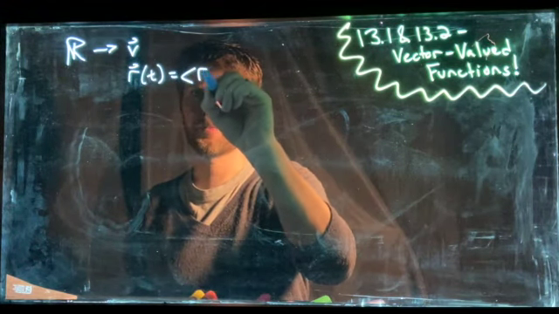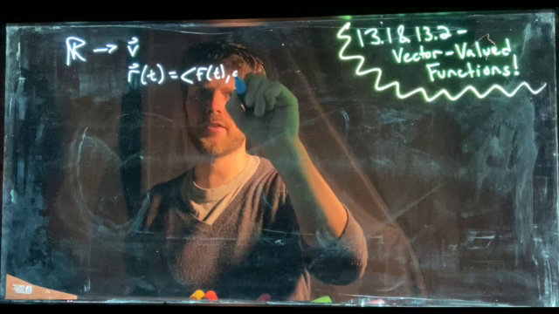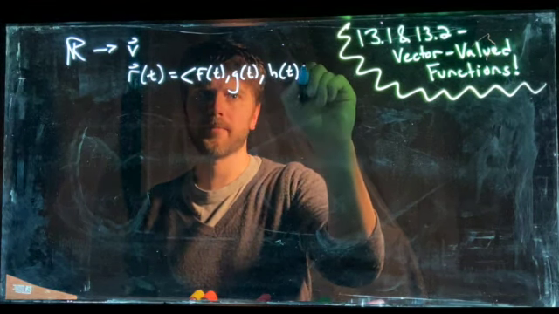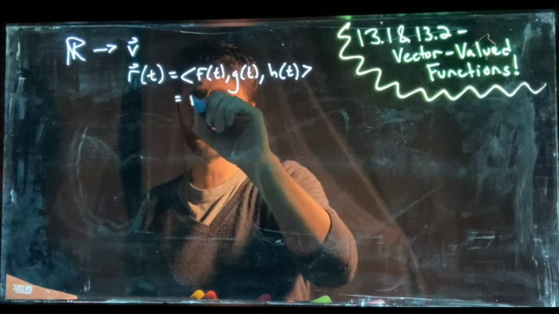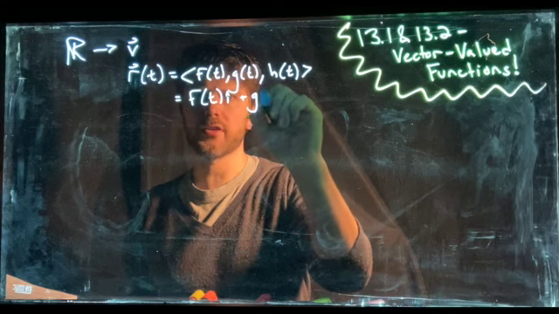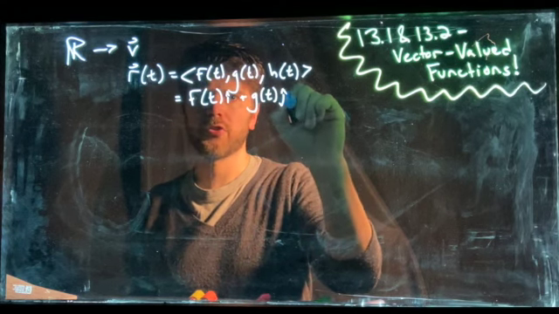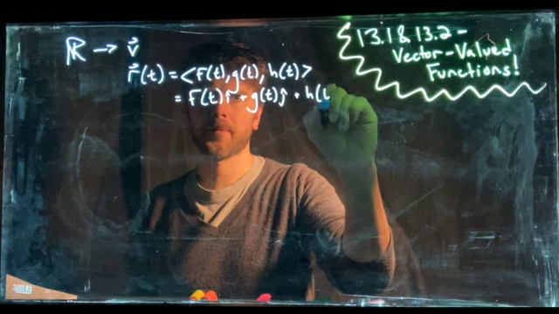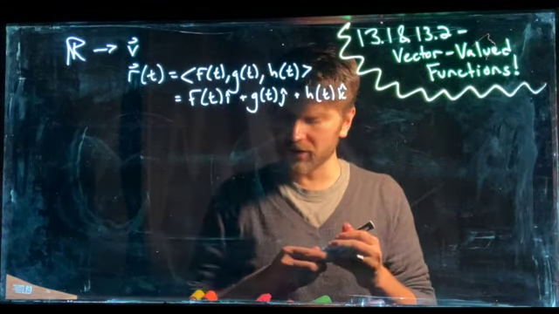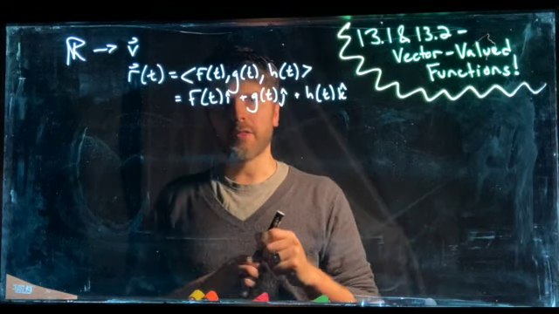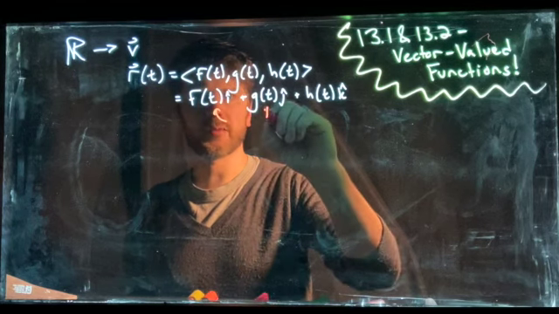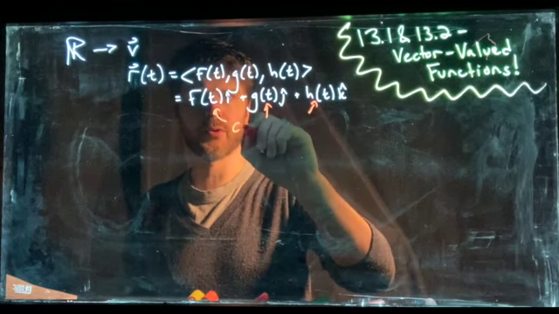Equal to f of t, g of t, h of t, or if we want to write it, f of t i hat plus g of t j hat plus h of t k hat. And again, this is what's called a vector valued function. These three individual functions, f, g, and h, sometimes we refer to as the component functions.